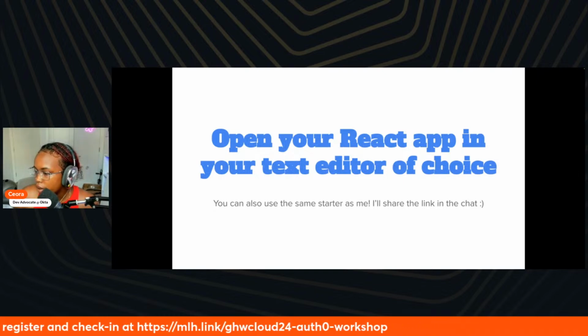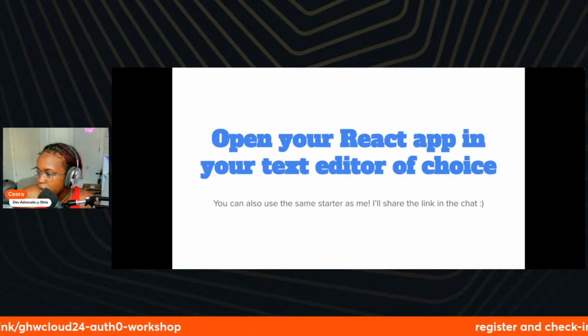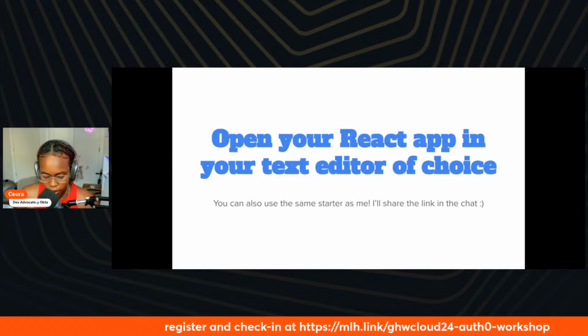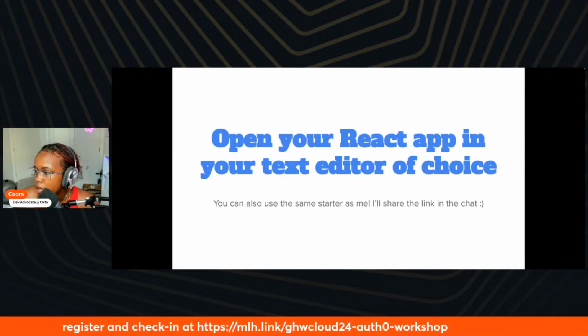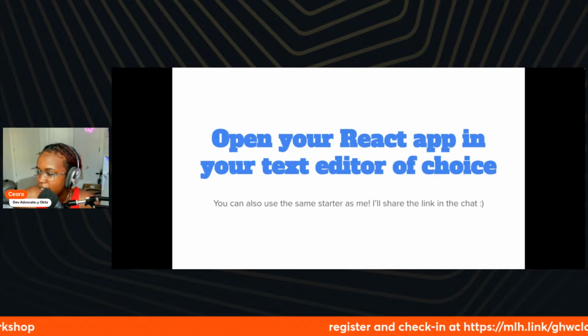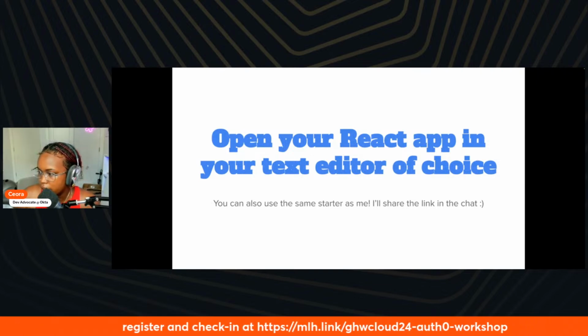And I can put the link to it in the chat. I'm not 100% sure if I can actually, but I will, or it's not a link. You'll have to git clone this application that I'm working with, the same starter that I'm working with. So let's see if I can get that in the chat. Can I get that in the chat? I'm not sure if I can. I might have to rely on Rosendo to do that. So I'll just leave that here so you guys have it.